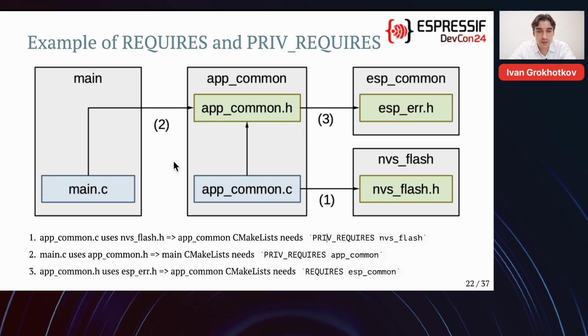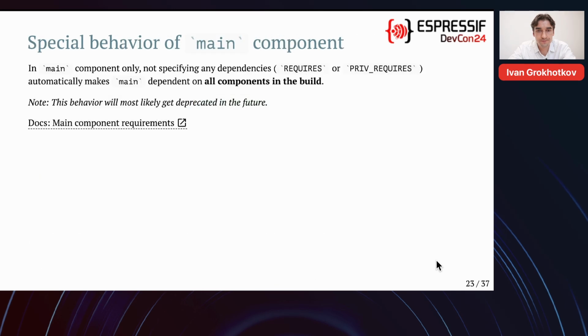There is actually a third dependency in here that we haven't talked about before, because app_common.h is a public header file of the app_common component, meaning that it can be used by other components, like main in this case. Because app_common.h uses another header file, esp_err.h from esp_common, app_common would need to have esp_common on its public requirements list. However, as you noticed, in practice we didn't have to add this, and I will explain why in a second. So first, there are two things to note.